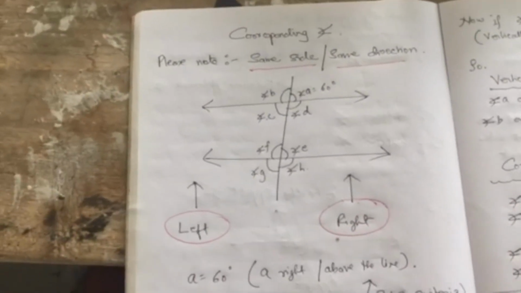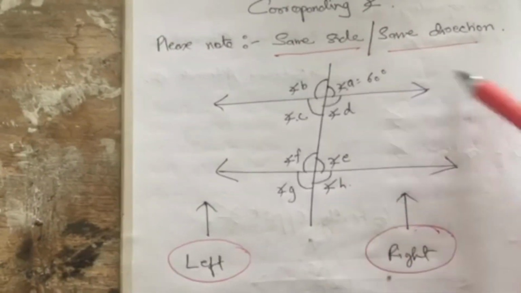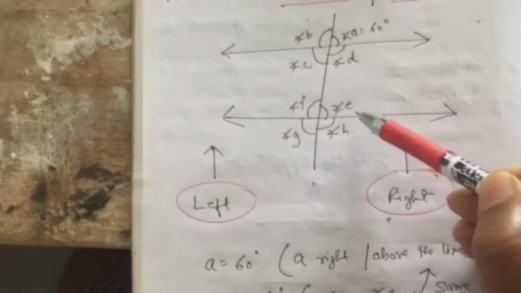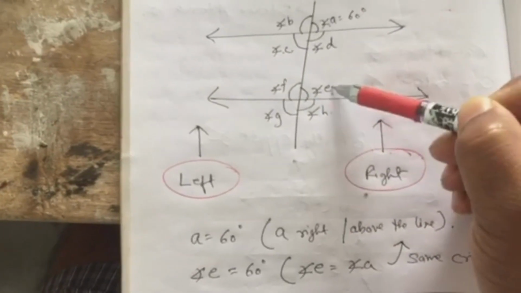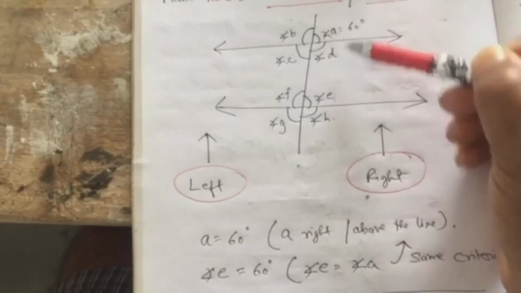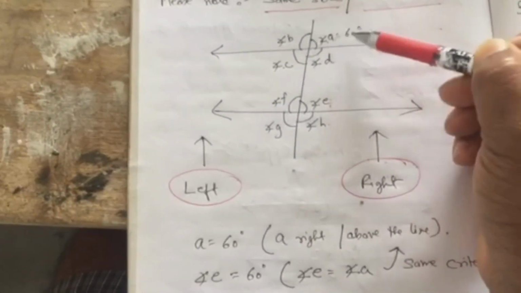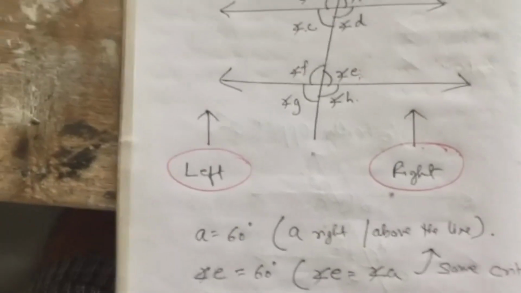Direction means whether it is above or below the line. To explain this, you can see angle A is on the right hand side, angle E is also on the right hand side. Angle A is above this line, angle E is also above this line. So the side is right, and the direction is above the line. So if angle A is 60, angle E is also 60. This type of angle is called a corresponding angle.